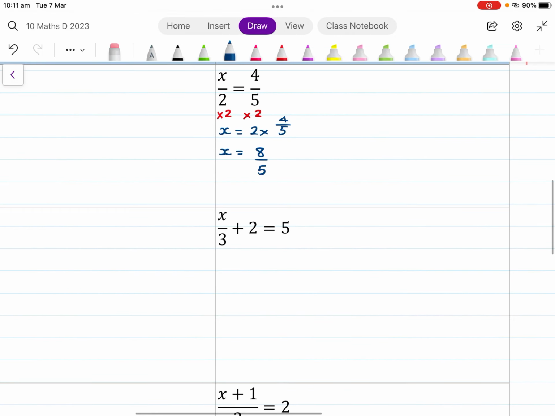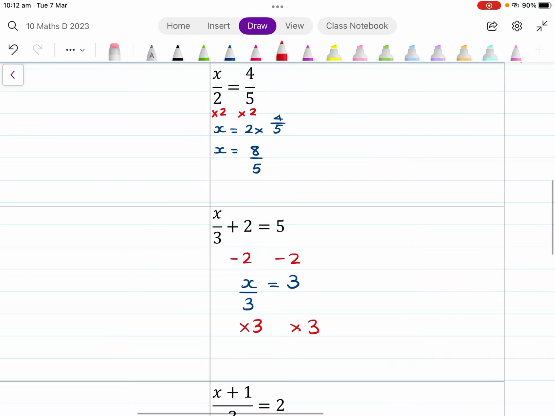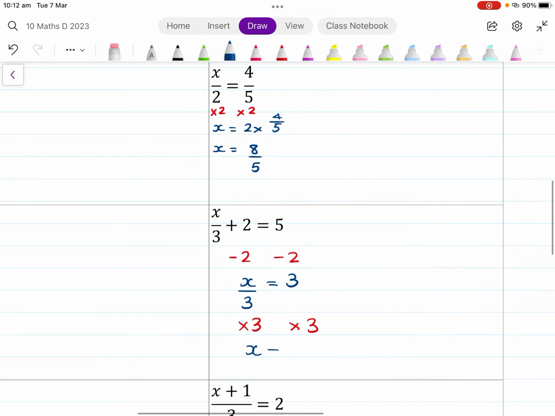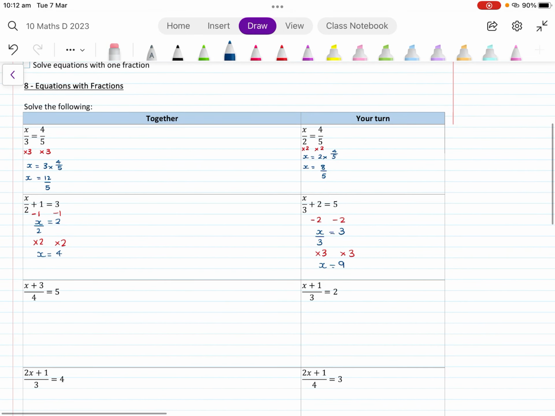Alrighty, you should have had a go at x over 3 plus 2 equals 5. Hopefully you realised that you needed to minus the 2 first. This leaves you with x over 3 equals 3. You then want to times both sides by that denominator of 3 to get x equals 9.